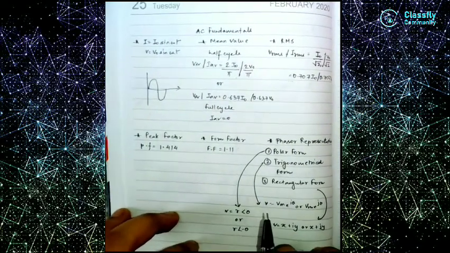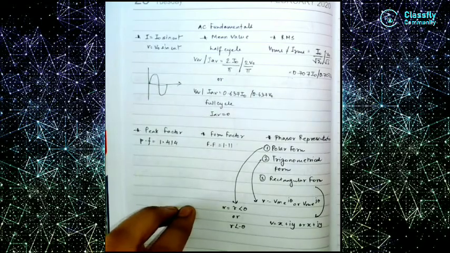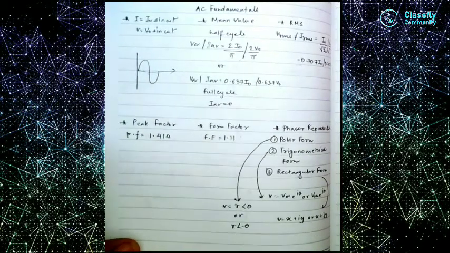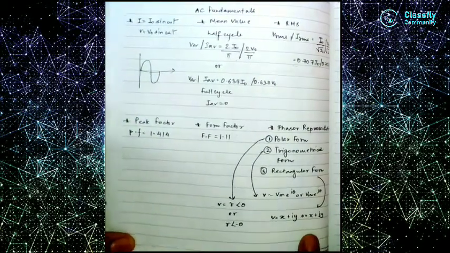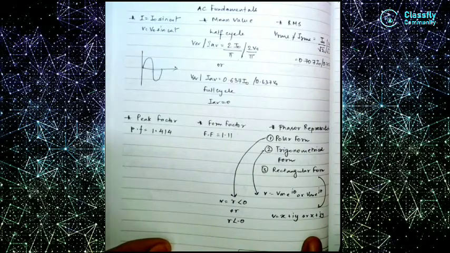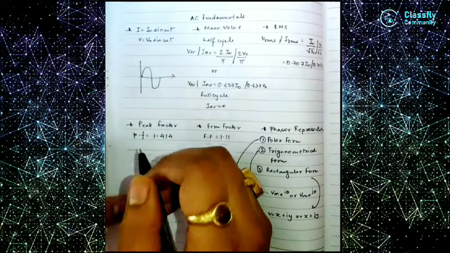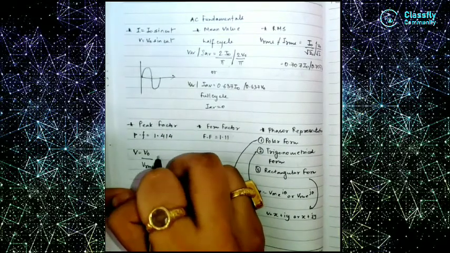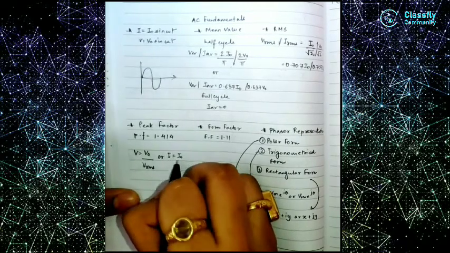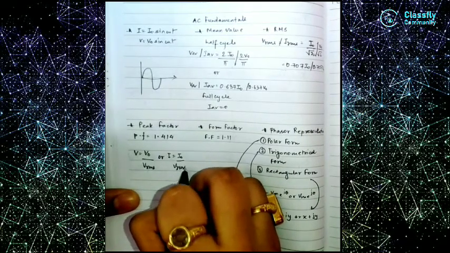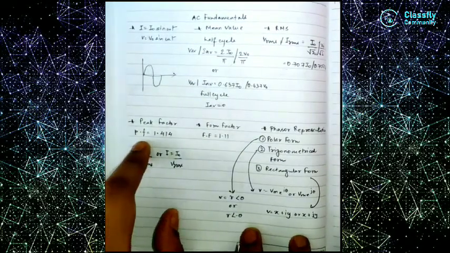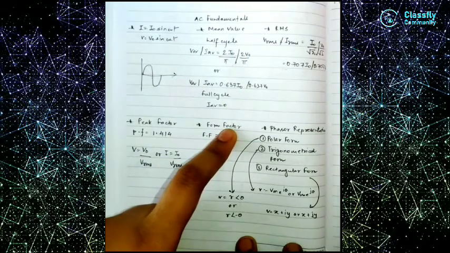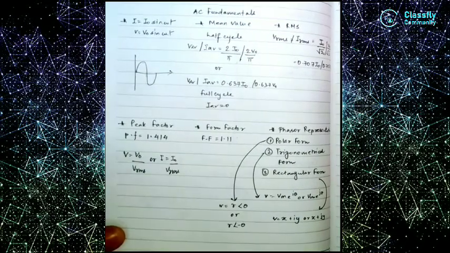Now let's move on to the peak factor. If you remember, what is peak factor? Yes, you are correct. Peak factor is the ratio between the maximum and the RMS. So if we take voltage, it will be V0, that is the maximum, by V RMS. Similarly for current, it will be I0 by I RMS. And when we solve, we get peak factor as 1.414.